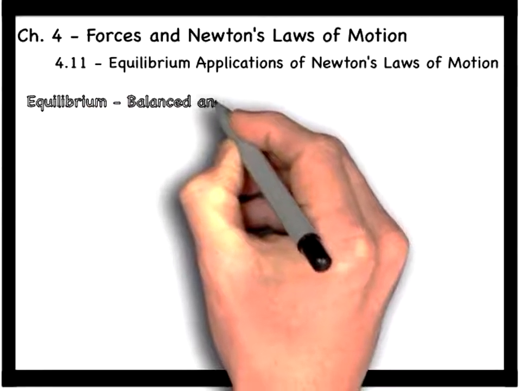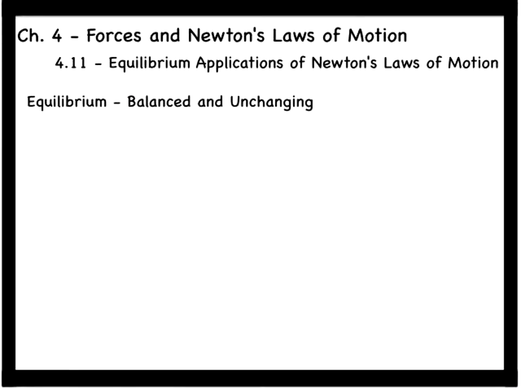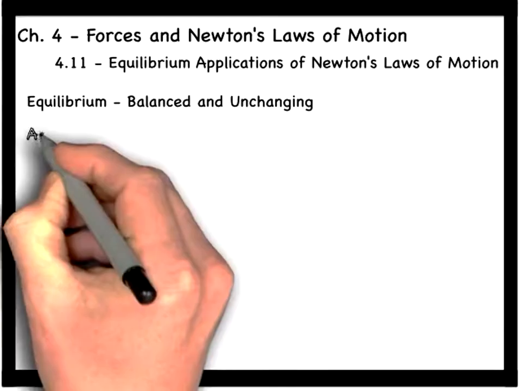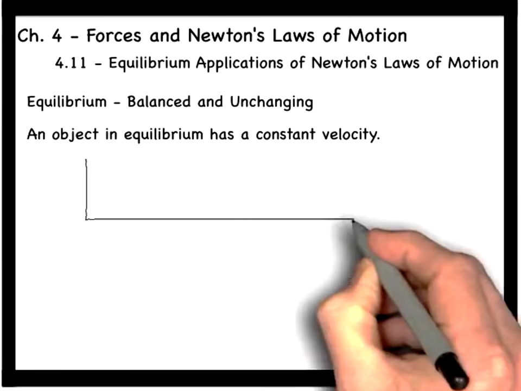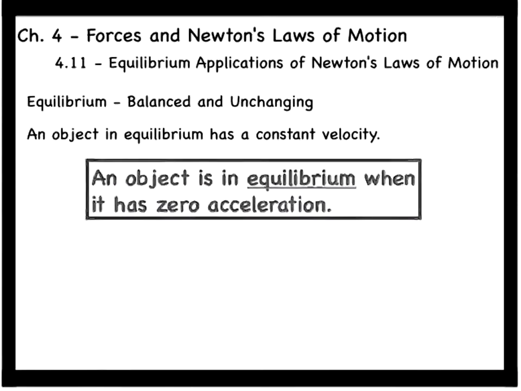The word equilibrium has many meanings. The definitions that most closely apply to equilibrium in physics are balanced and unchanging. Specifically, an object in equilibrium has an unchanging or constant velocity. Since the velocity is constant, an object in equilibrium has zero acceleration.